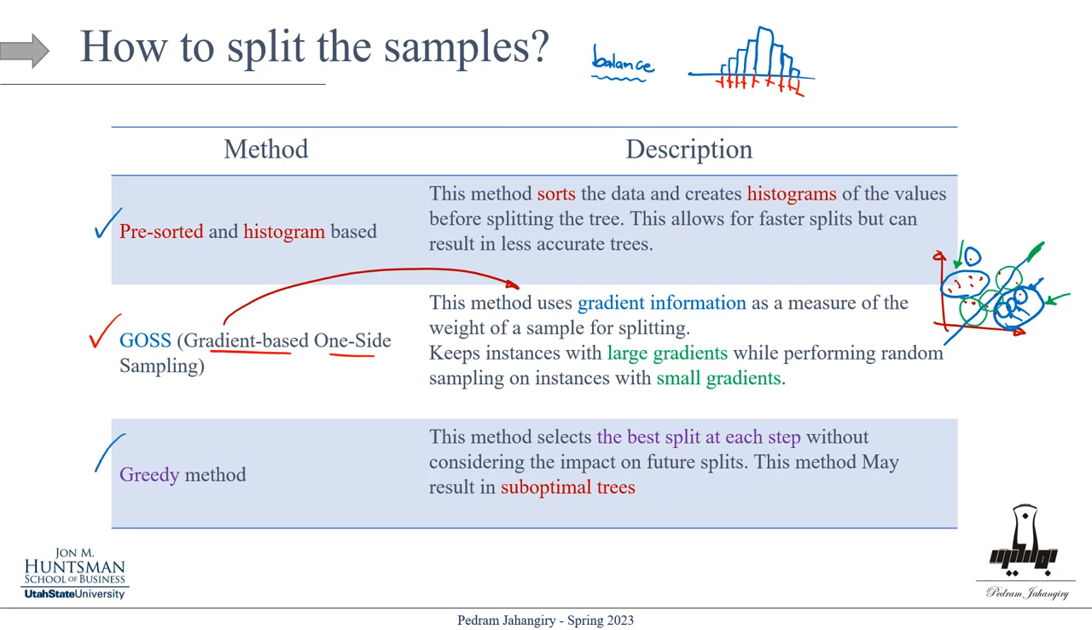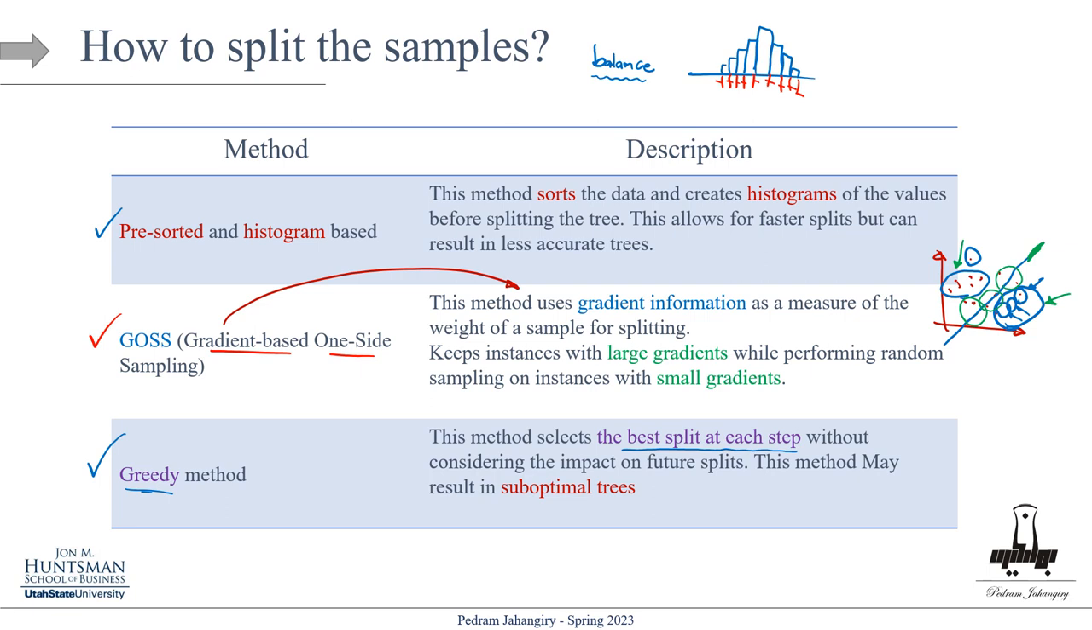And the third method is the greedy method, right? This method selects the best split at each step. The idea is that it does it without considering the impact on the future split. This is where the name greedy is coming from, right? When you find the best split, you stop there and call it a day. That's it. You don't see what is happening down the road in the tree, right?